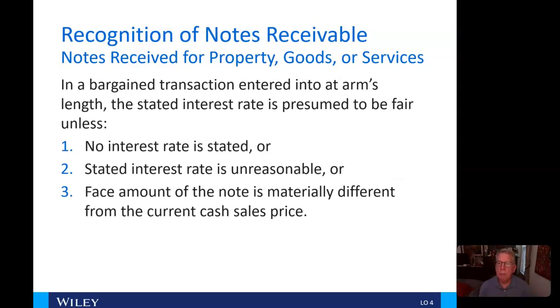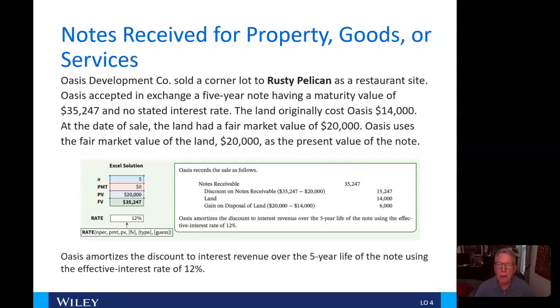In a bargain transaction, here we're going to look at notes received for property, goods, or services. In a bargain transaction entered into at arm's length, the stated interest rate is presumed to be fair unless there's no interest rate stated, or the stated interest rate is totally unreasonable, or the face value of the note is materially different from the current cash selling price.